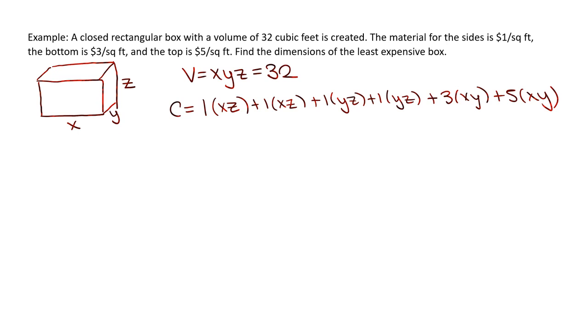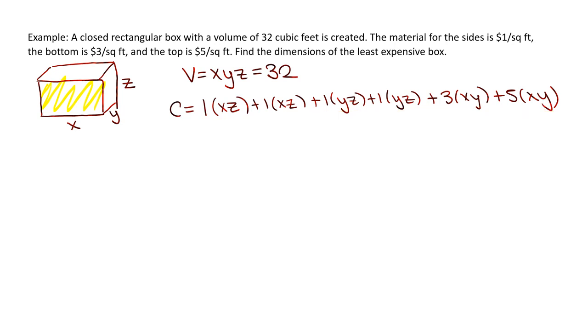So first of all, what are we actually trying to minimize? We're trying to minimize cost. And so I'm going to just write a cost equation. How would I find the cost of the material for this box? Well, the sides, there's 4 sides. One side has area x times z. And then there's another side with that exact same area that you can't see on the back of the box.